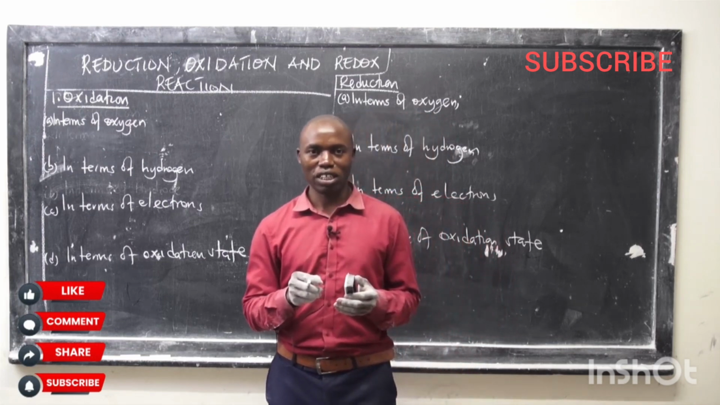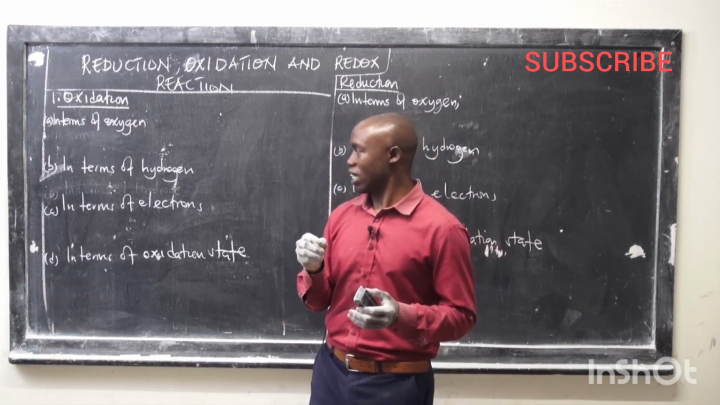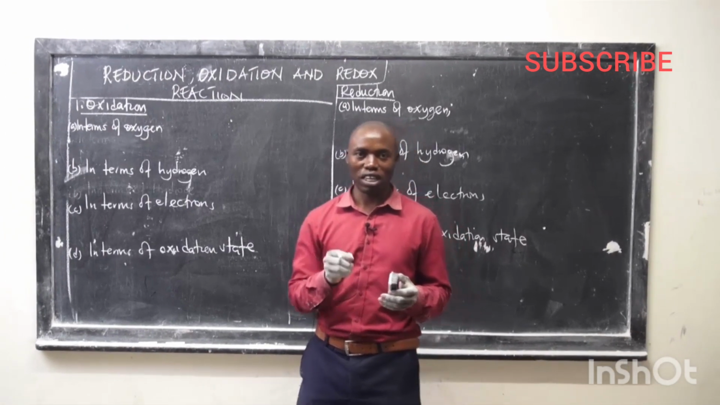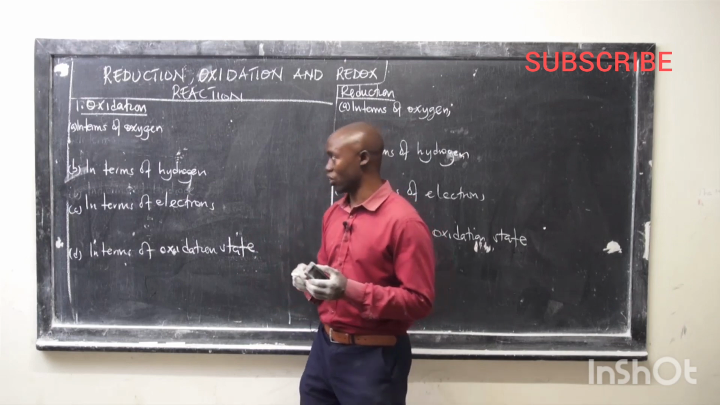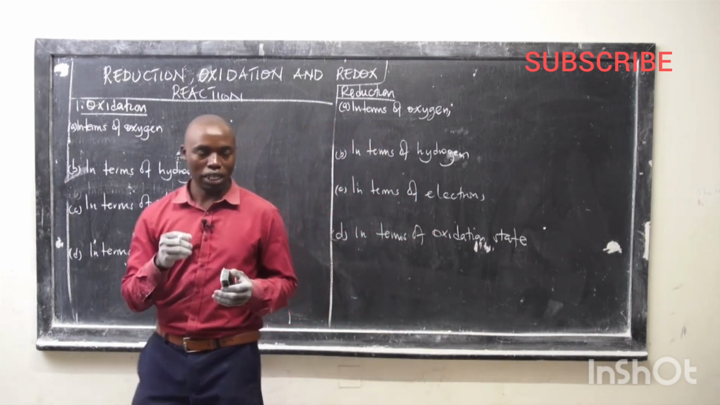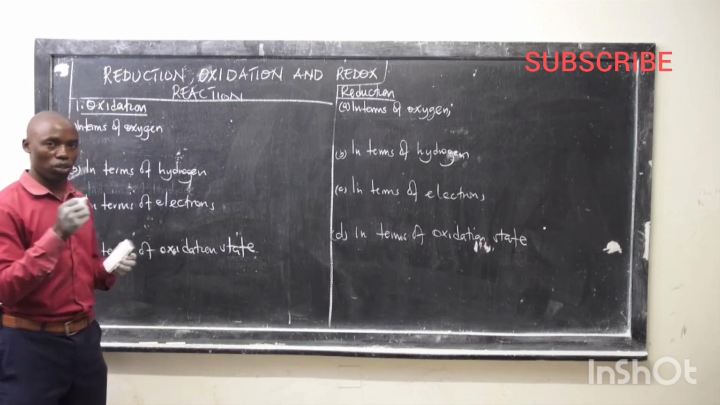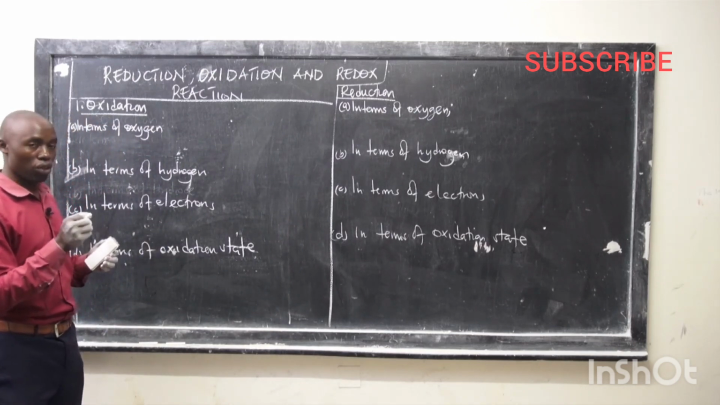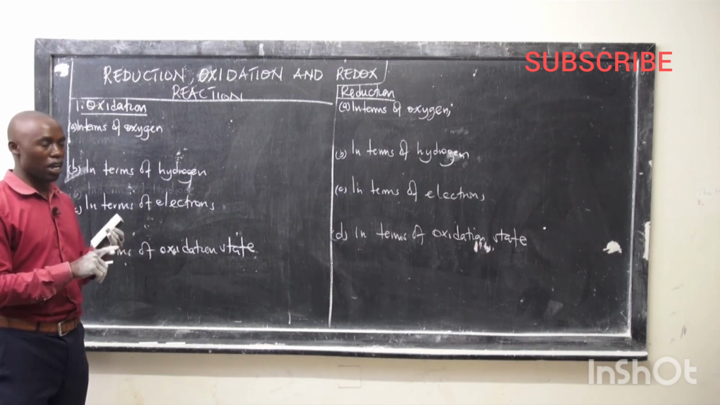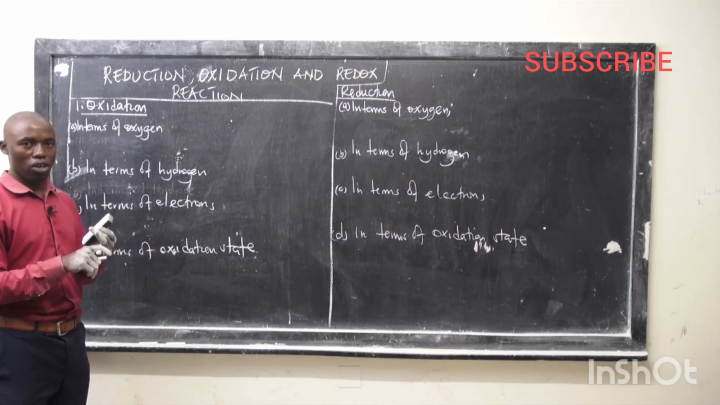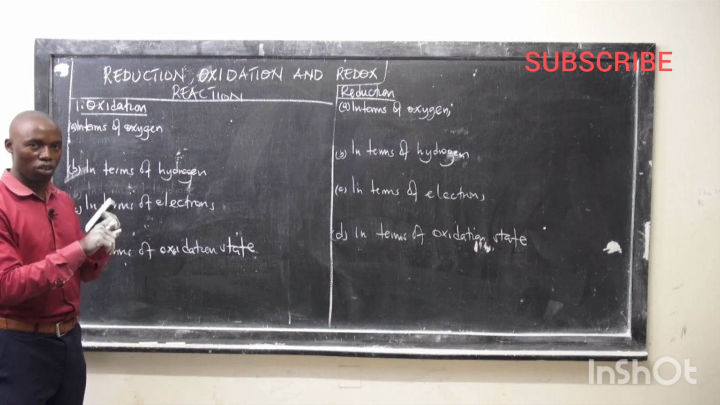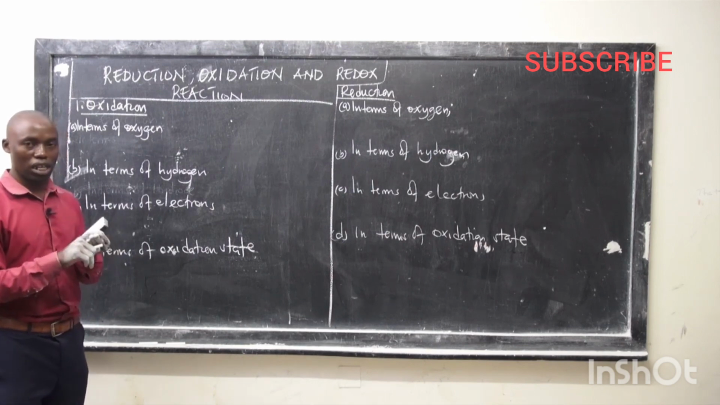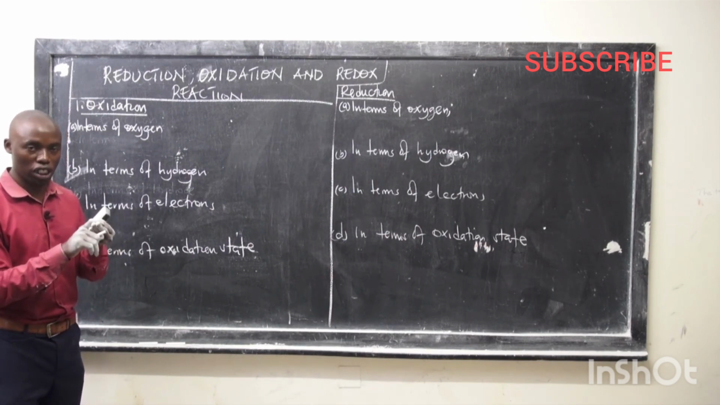Let's dive into the lesson for today. We are starting with oxidation, then we shall discuss reduction, and finally we shall discuss redox reactions. Now, you should understand that when we are dealing with oxidation or reduction, we define each of those terms in terms of oxygen, or in terms of hydrogen, or in terms of electrons, or in terms of oxidation state or oxidation number.